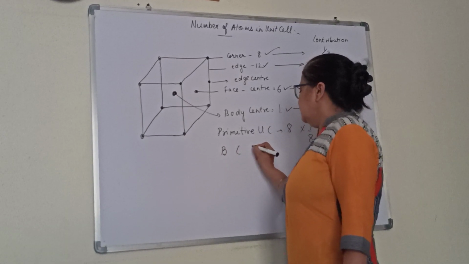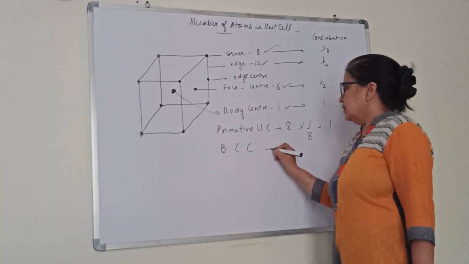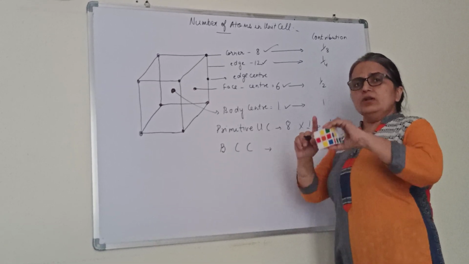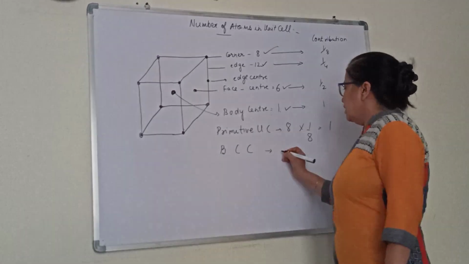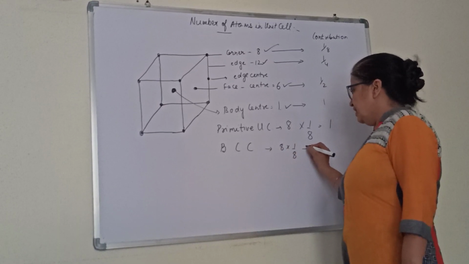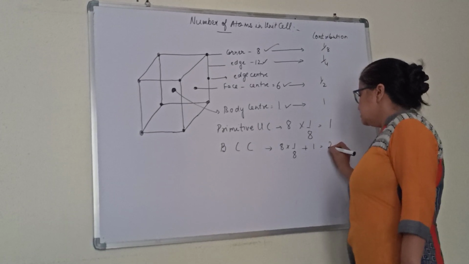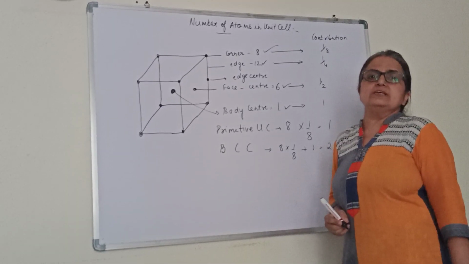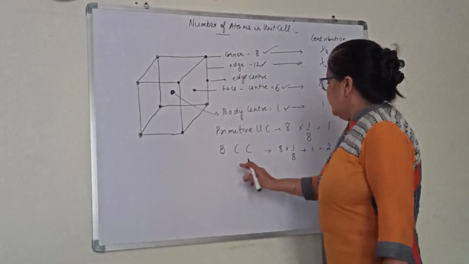Body centered cubic unit cell, BCC. Body centered means all corners and the center of the body. All corners means 8 into 1 by 8, plus 1 in the center, so 2 constituent particles are present in BCC.